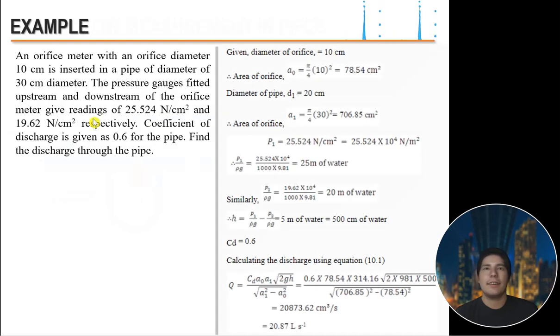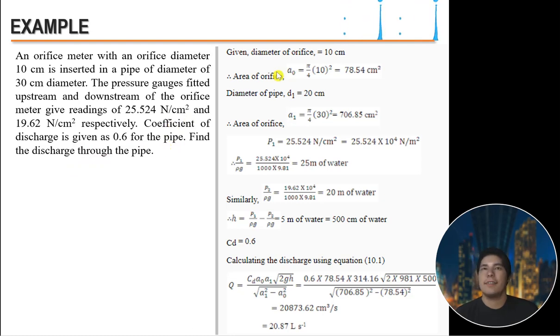Okay, so let's have an example here. An orifice meter with an orifice diameter of 10 cm is inserted in a pipe of 30 cm diameter. The pressure gauges fitted upstream and downstream of the orifice meter give readings of 25.524 Newton per square cm and 19.62 Newton per square cm respectively. The coefficient of discharge is given as 0.6 for the pipe. So what is the discharge of our pipe?